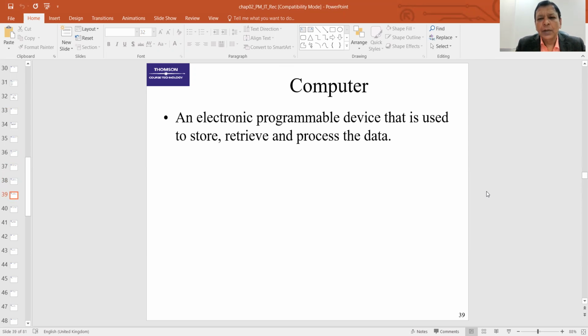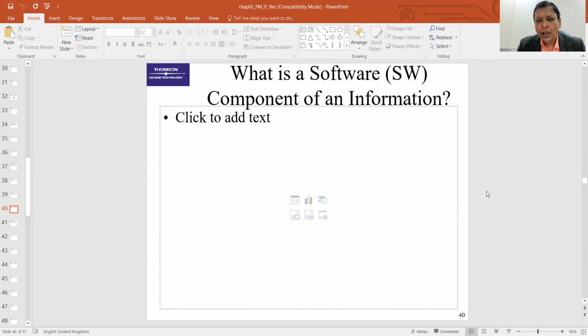Computer is an electronic programmable device used to store, retrieve, and process the data. And we have different types of computers. We have mainframe, we have mid-range servers, we have supercomputers, laptops, personal computers, and there are generations of computers. We have zeroth generation mechanical, first generation vacuum tube, second generation transistor, third generation IC, fourth generation very large scale integration, and fifth generation intelligent computers.